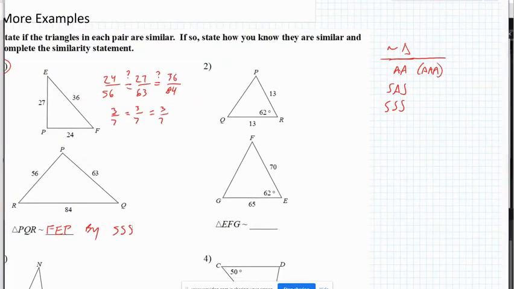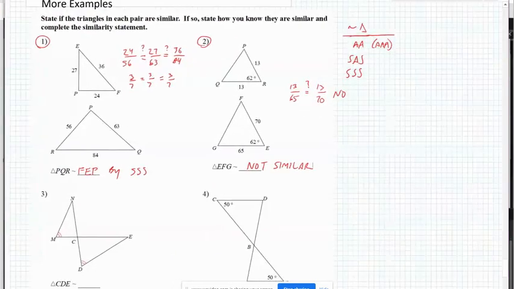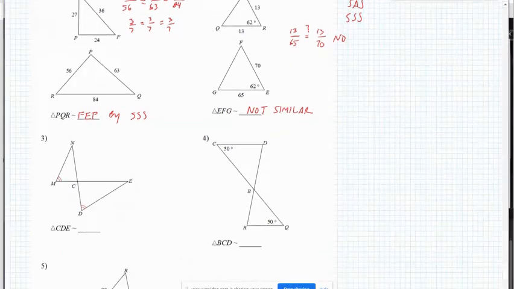Okay, and then in problem 2, 13/65 and 13/70. Are those equal? Definitely not. 13/65 is not equal to 13/70, so these are not similar. Okay, we have an SAS situation, but the sides are not in the same proportion. They're not proportional to each other.